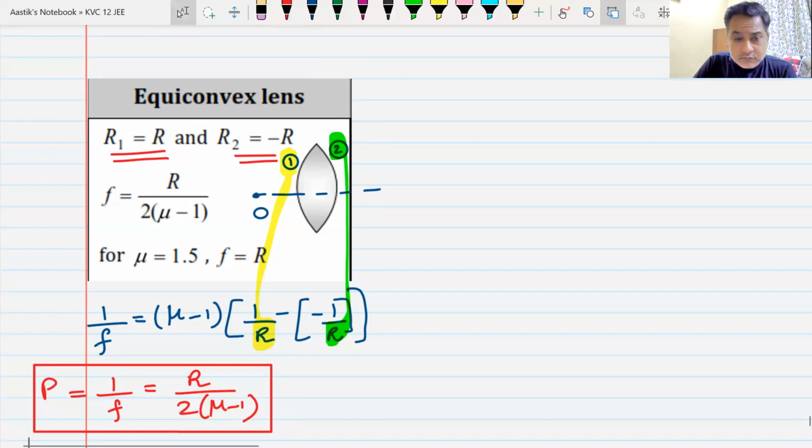Sir, F equals R by 2 into mu minus 1 or 1 by F equals R by 2 into mu minus 1? Oh, sorry. I made a mistake. It is F and 1 by P. Sorry, I thought it was written reverse. F, which is 1 by P. Sorry, I've written it in the reverse order. So F is equal to R by 2 times mu minus 1. Is it correct now?